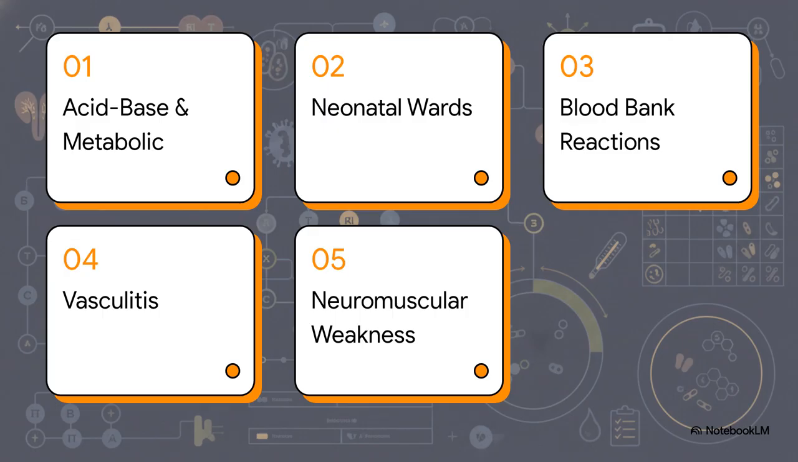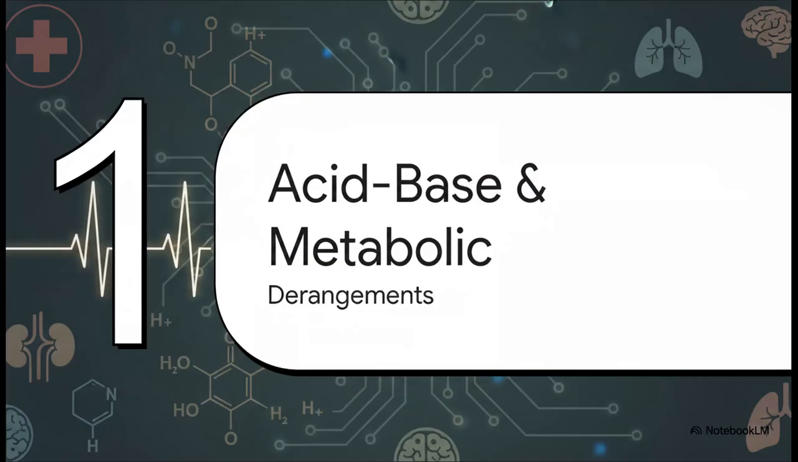We're covering acid base and metabolic derangements, neonatal wards looking at jaundice and scalps, the blood bank for transfusion reactions, vasculitis and pediatric rheumatology, and finally, neuromuscular weakness syndromes. 5 quick stops, packed with pivot points examiners just love to test. Section 1. Acid base and metabolic derangements.